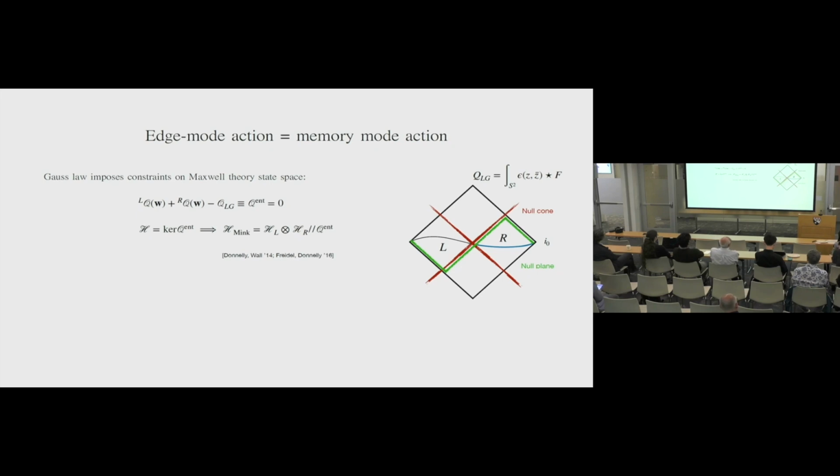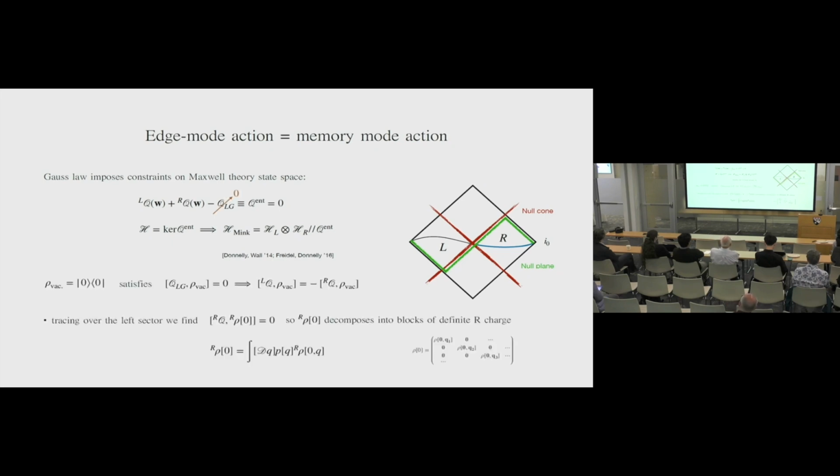The Gauss law in general will impose a constraint. I'm skipping a lot of details, but one can associate these subregions with some charges that I'm going to call Q_left and Q_right. There is a constraint that tells us that the sum of these two charges has to be equal to the large gauge charge. And hence, all physical states in this theory have to lie in the kernel of this entangling constraint. So the sum of the left and the right charges has to be equal to the large gauge charge.